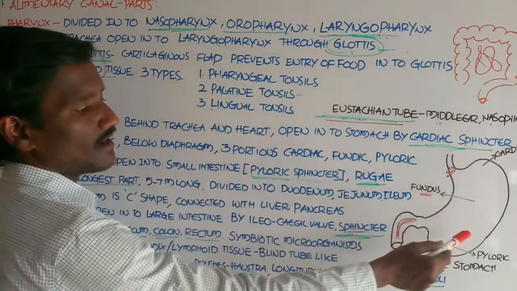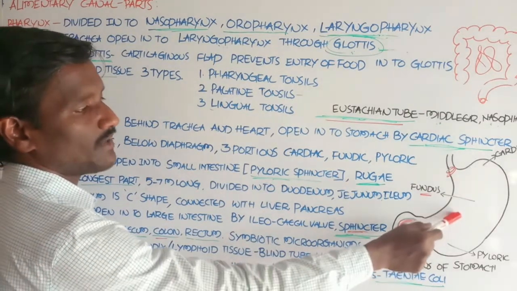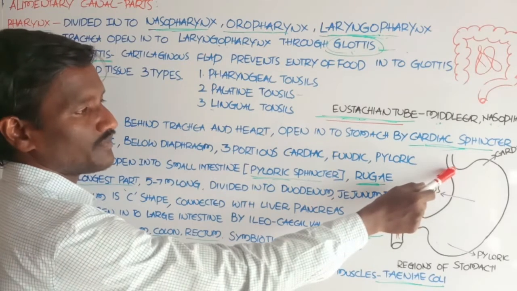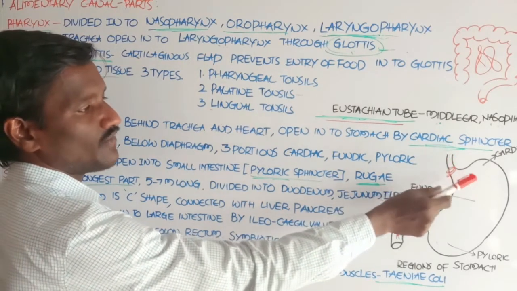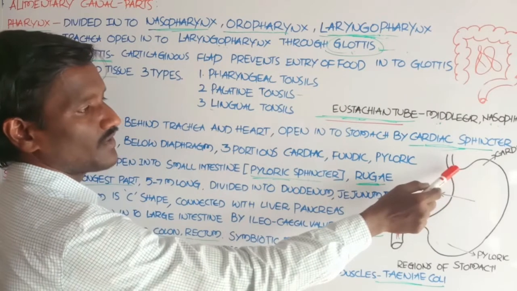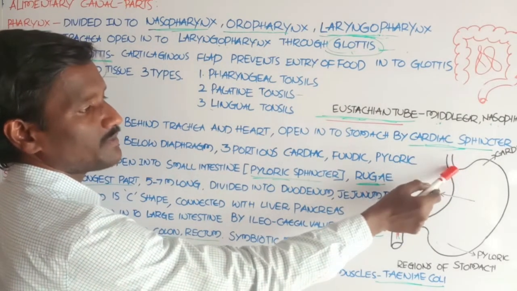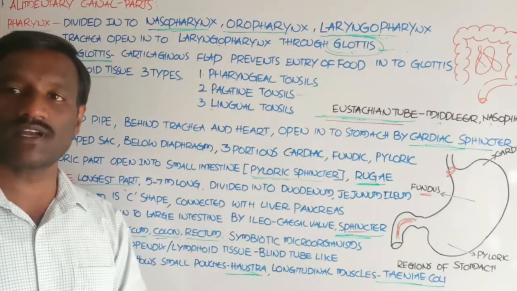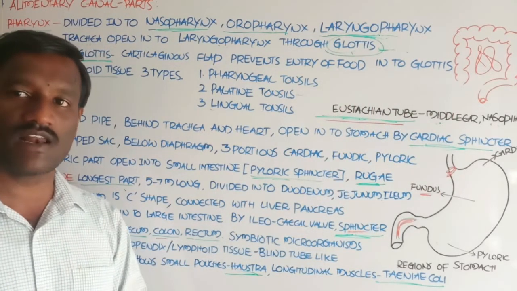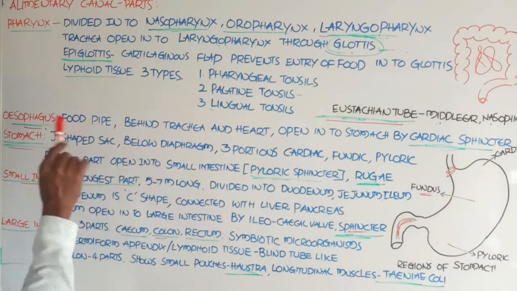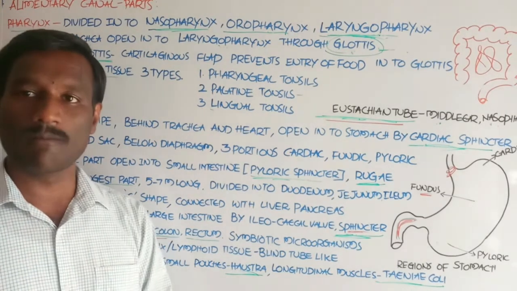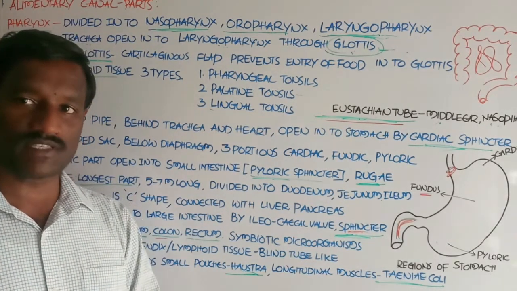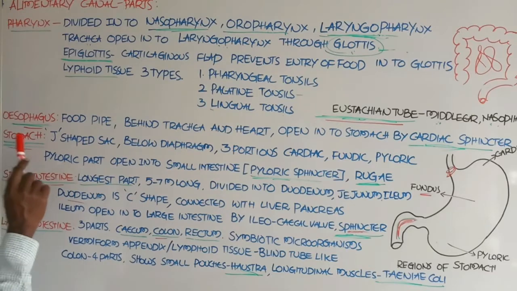This diagram shows the regions of the stomach, and this is the cardiac sphincter. This is the esophagus. The esophagus opens into the stomach, and that opening is guarded by a sphincter called the cardiac sphincter. The cardiac sphincter is also called the gastroesophageal sphincter. And the esophagus is lined with non-keratinized stratified squamous epithelium.